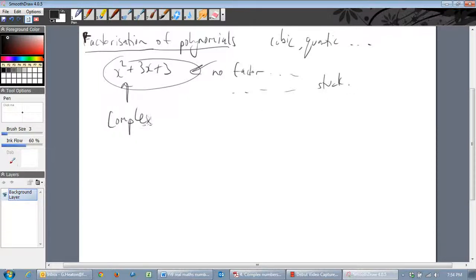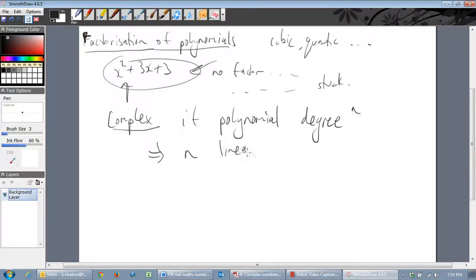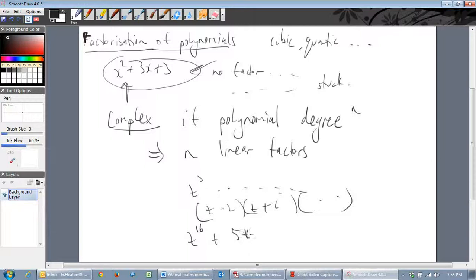In complex algebra, if you have a polynomial which has a degree of n, in other words it has z to the power n, then you'll get n linear factors. So if you've got z cubed plus whatever, then that can be factorized into three linear factors, z minus 2, z plus i, etc. If you've got z to the 16 plus 5z to the 7 plus z plus 5 or something like that, then that's a degree 16 polynomial, and so you'll have 16 linear factors.